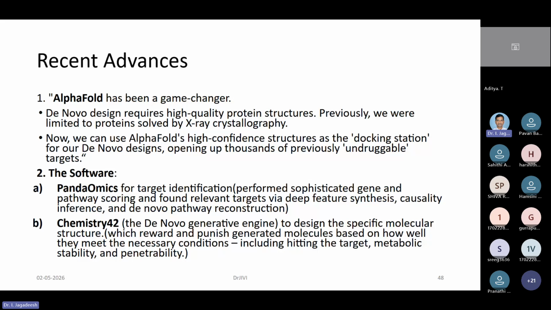Of course, we already mentioned in the previous slide Chemistry 4.2, the de novo generative engine. It designs specific molecular structures, rewarding and punishing the generated molecules based on how well they meet the necessary conditions. It will fail early and pass early, including on hitting the target, metabolic stability, and penetrability. So these are all the recent advancements.